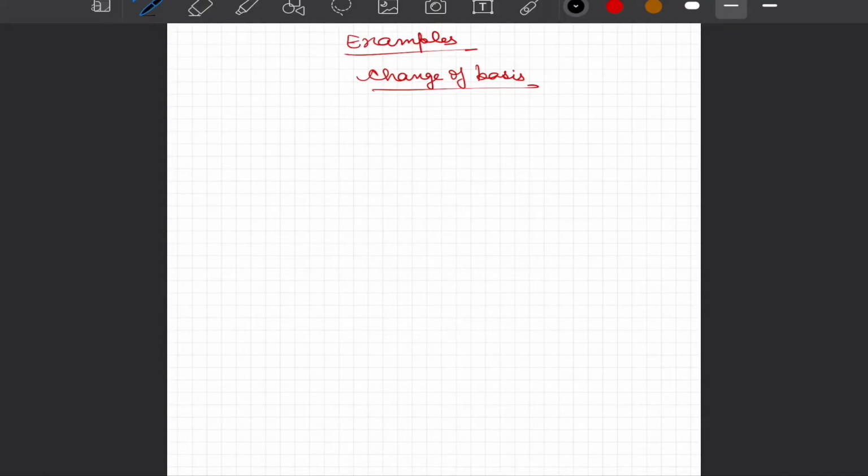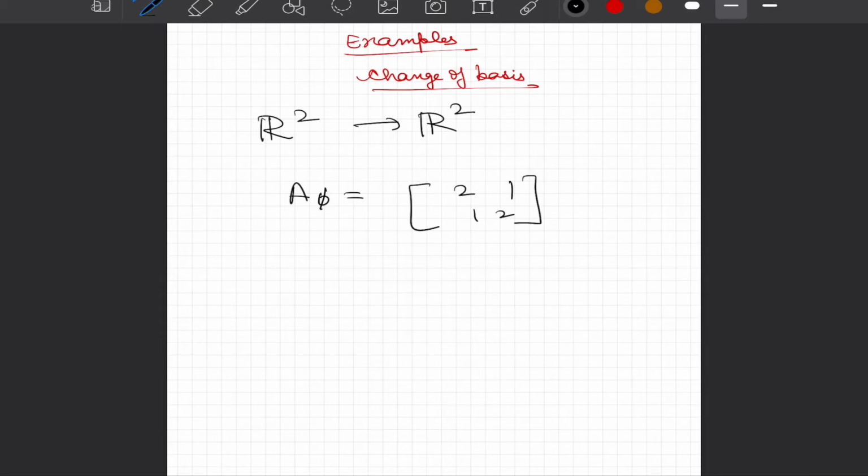To understand the concept of change of basis, let us look into two simple examples. First one corresponds to where we are in the same vector space, going from R square to R square, and second one we will look into where we identify a transformation in a way such that the dimension of the vector gets changed. So let us consider that A phi is given by [2 1; 1 2], and this is with respect to the standard basis (1, 0) and (0, 1).